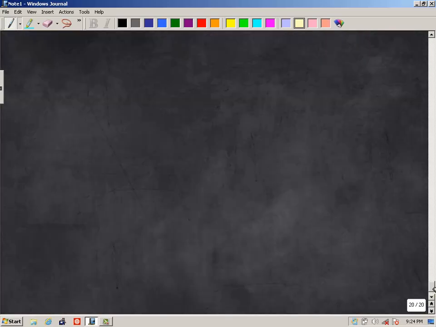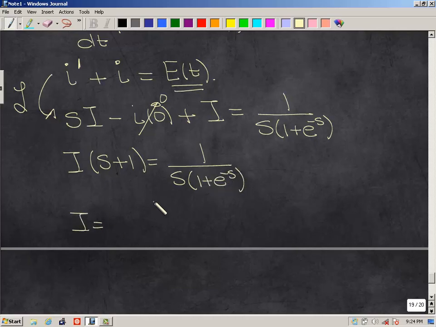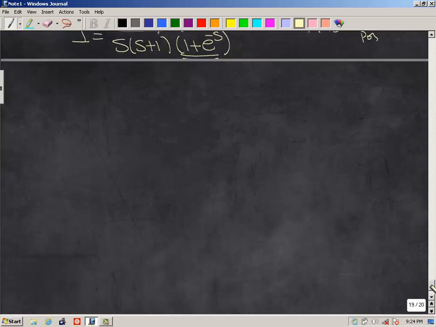All right, so let's solve this. This is not prime, this is just I, and the initial value is 0, so you can pull a capital I out. We get s plus 1 is equal to this. And we get I is equal to 1 over s times s plus 1 times 1 plus e to the negative s. Now please remember, what did I tell you earlier today? We can only do partial fraction decomposition if you have a polynomial on the top and a polynomial on the bottom. Is this a polynomial? No, it's not. So I need to be a little bit creative on how I'm going to go forward.